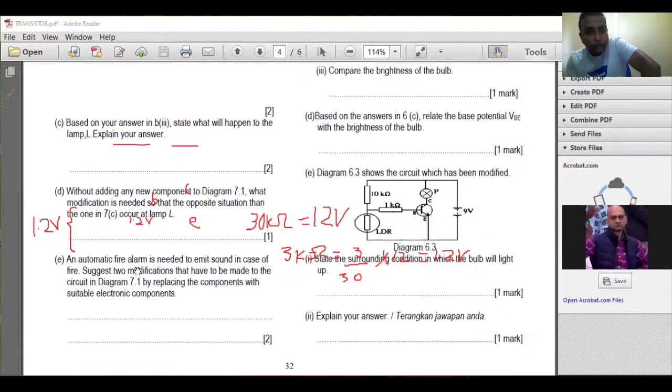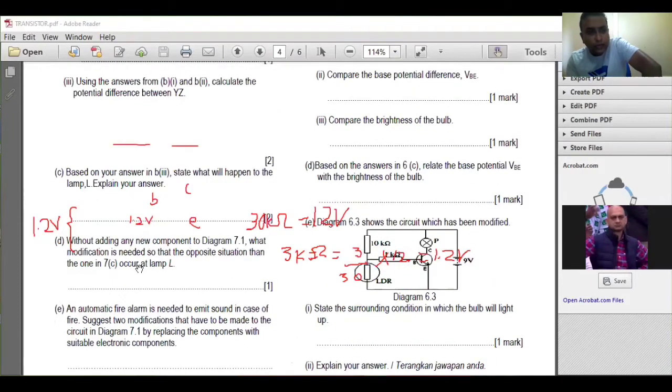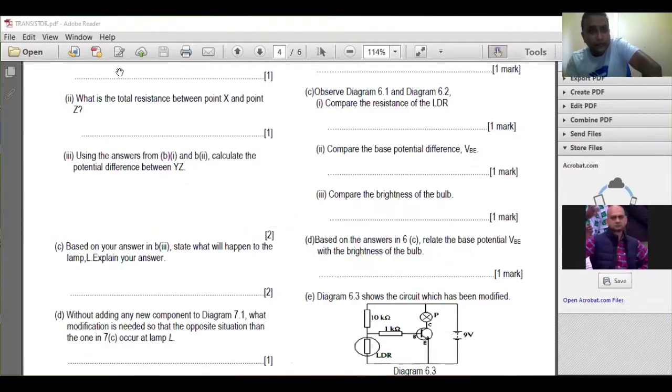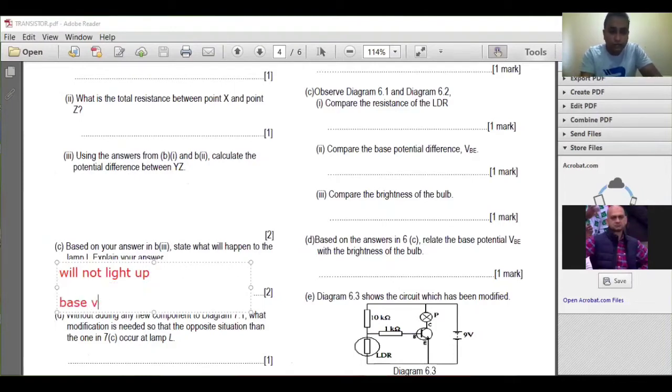So that's why they ask you to state what happened to the lamp L. The answer is it will not light up. The reason is because the base voltage, you can use VBE also, is smaller than 2 volt. Got 2 marks.